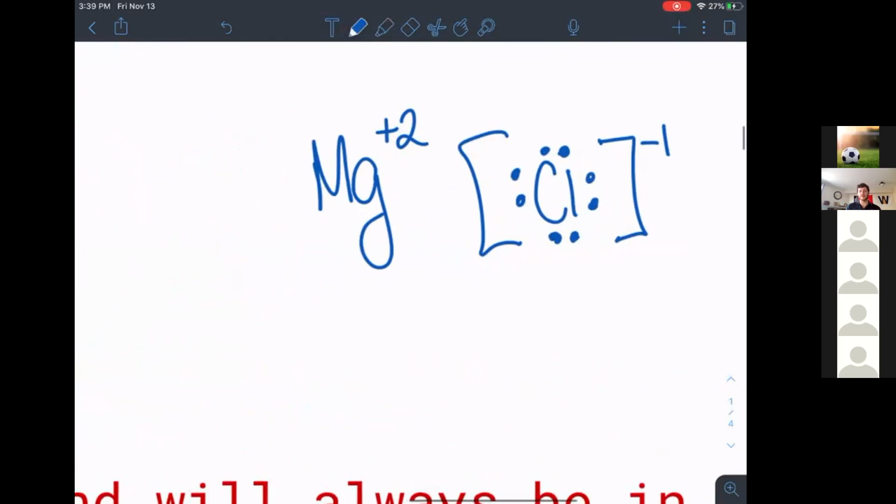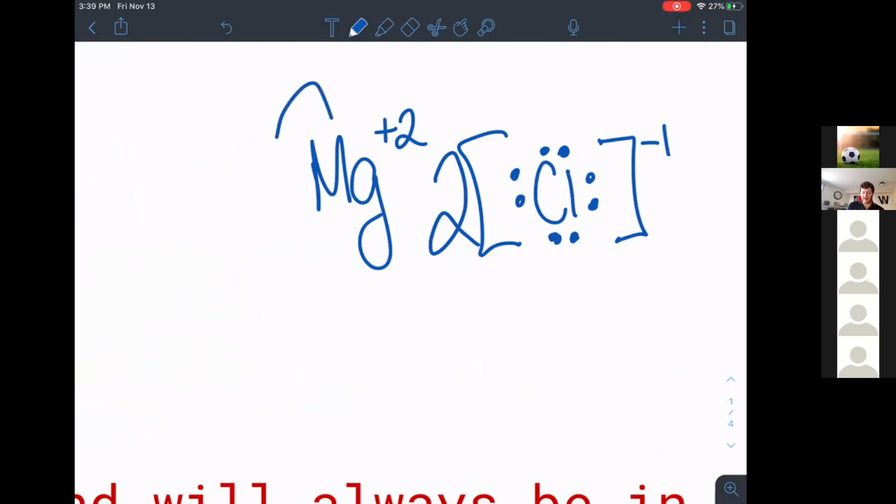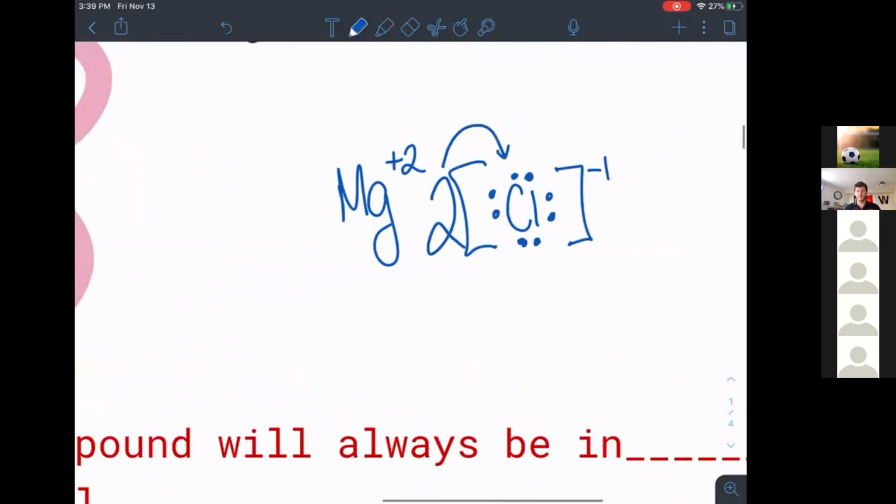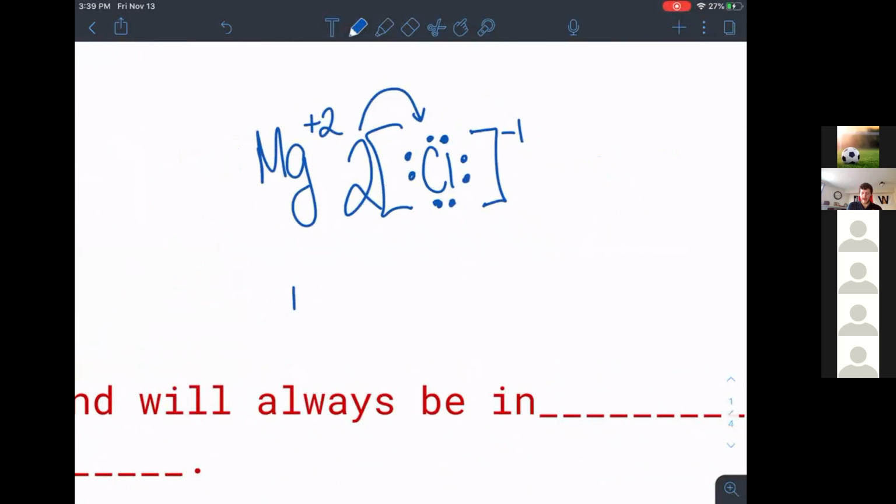So there were 2 of them, and they both had that -1 charge. So I need to show that there were 2 of them in my ion form by putting a 2 in front of my bracket, telling me that I had 1 magnesium because there's no number in front, and that I had 2 chlorines with a -1 charge. Now, do my charges add up to 0? Yes, because I have 1 positive 2, and then I have my 2 -1s, which add up to 0. Any questions on that?